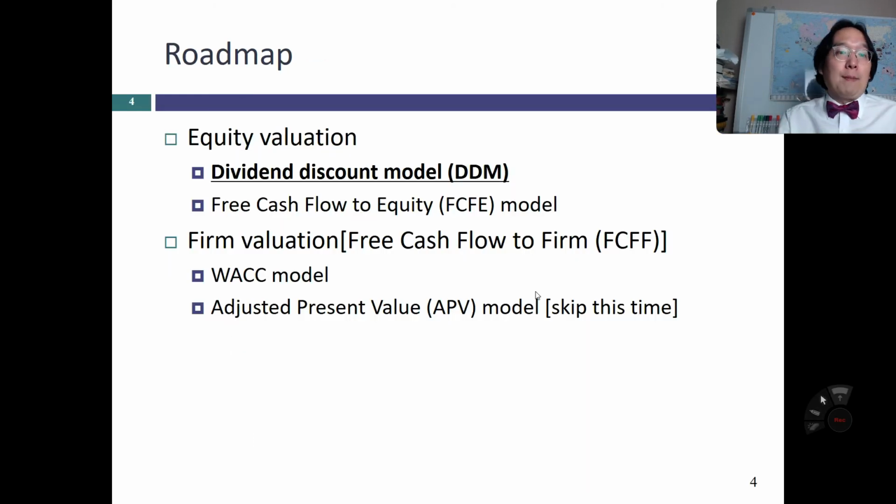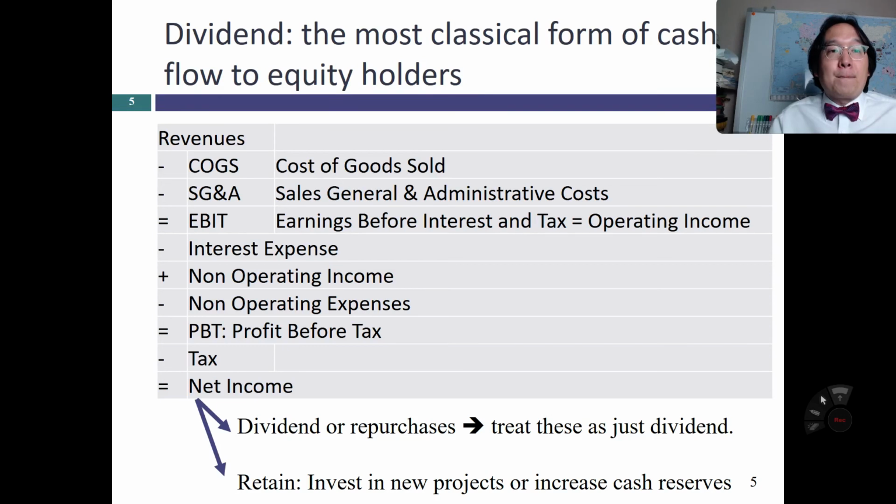Now roadmap, equity valuation. We're gonna talk about it this week, especially the dividend discount model, in the first half of this class, and the second half will be about the FCFE model. Next week we're going to talk about FCFF, which will be discounting at the weighted average cost of capital. The adjusted present value model, well, we'll have to skip it in this semester.